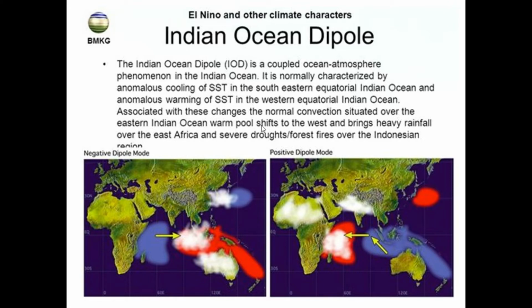So when they're saying anomalous cooling of the sea surface temperature in the southeastern equatorial Indian Ocean, that's this right here. So that is in the positive dipole mode. And you have the warmer western equatorial Indian Ocean waters here. The negative, you have the exact flip-flop. And even off Japan, the waters change in temperature from warm to cool. The clouds represent the low pressure system and precipitation pattern.